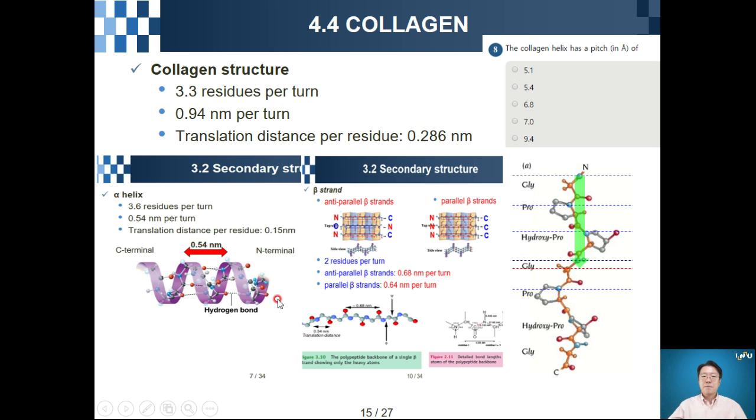Okay, it means that when you compare the alpha helix and the collagen helix, the alpha helix is more condensed, more compact than the collagen helix. It means that they are more stable. Collagen is a little bit unstable. Okay.